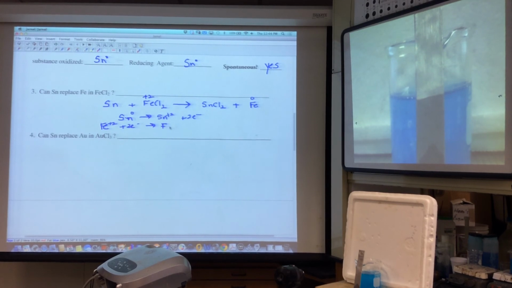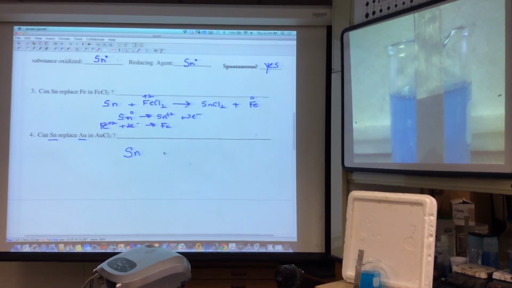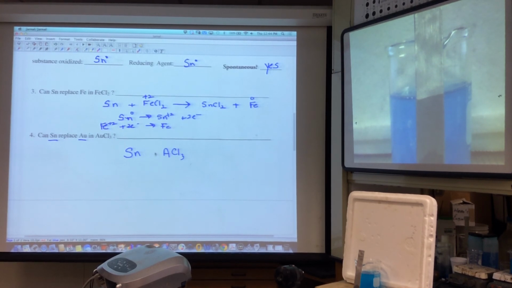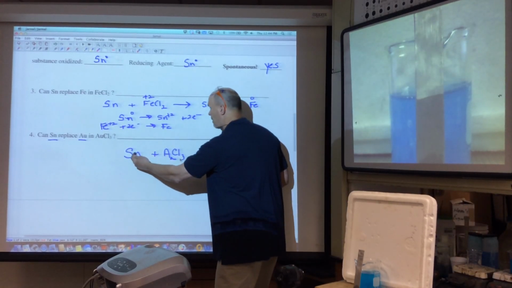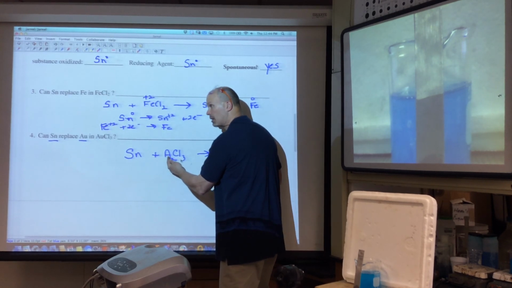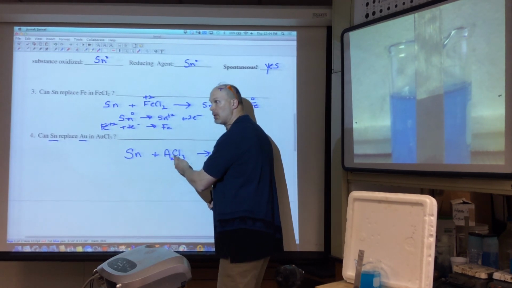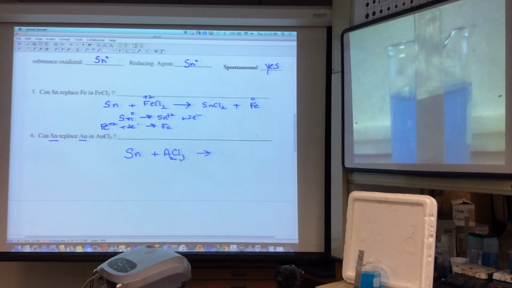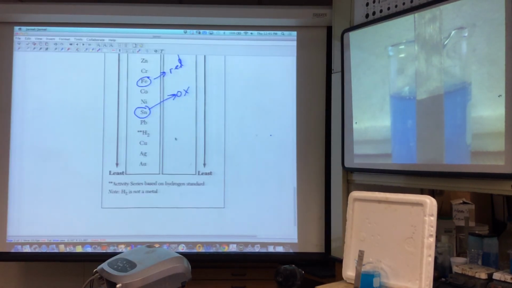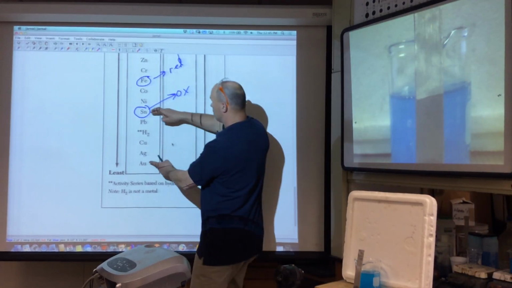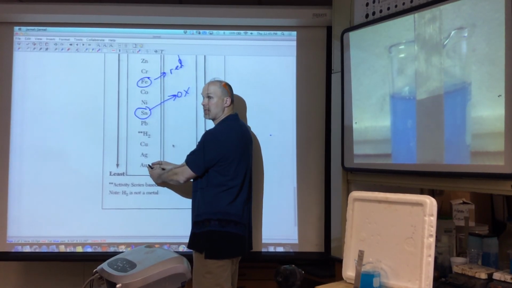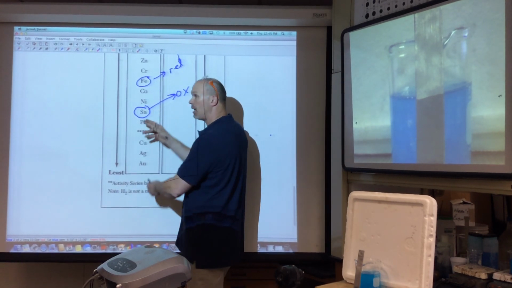Can tin replace gold? Yes. Why can tin replace gold? Because tin is higher than gold. But what does it mean? That means I have tin by itself, and I have Au chloride. Can you see that must mean that has to be Au? Can you see that the tin has to oxidize to be positive to get in here, and this guy has to reduce to accept it to get out? So is tin higher than gold in table J? And the answer is yes. If you don't believe me, you go to table J. Tin is higher than gold. Everything's higher than gold. That's what makes gold so expensive, is it doesn't oxidize. It stays shiny forever. So that does work.